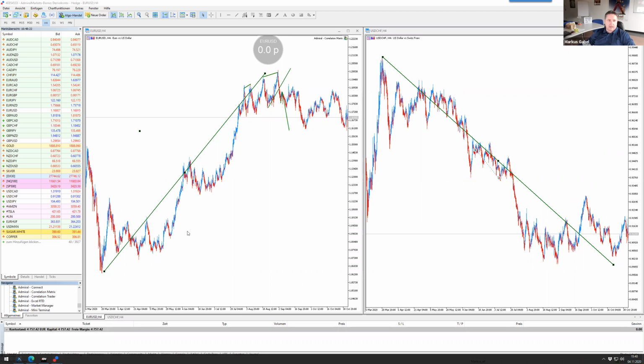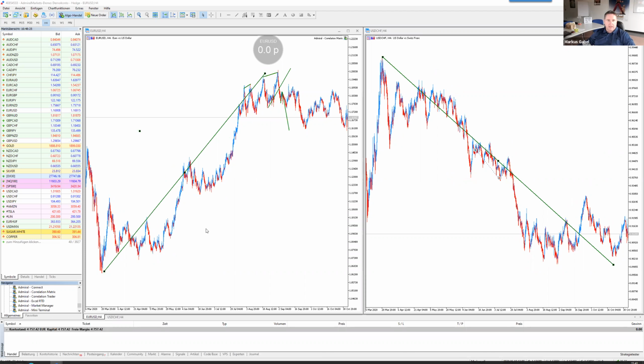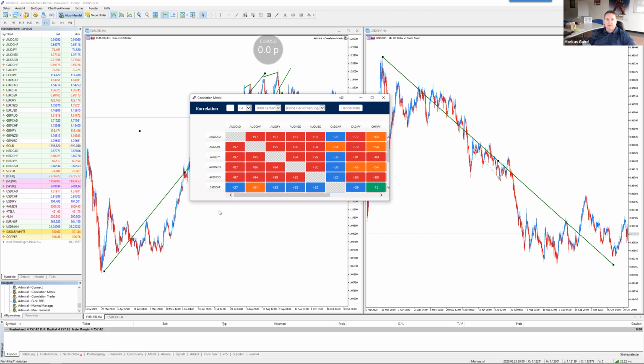So I guess we are done. I guess you see the sense of how you can work on it. So my suggestion for you is just have a look at negative correlations. And the higher the correlation, the stronger and the more you can make money on both sides.